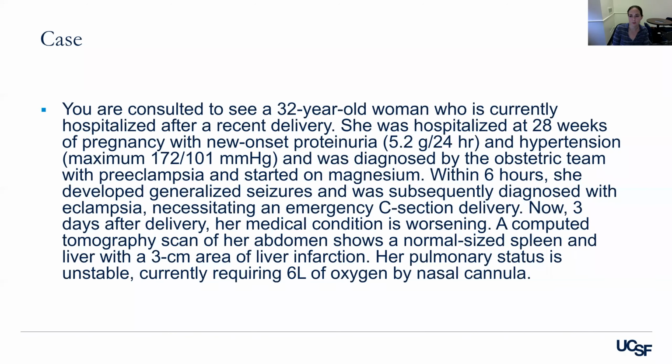So this is a patient I took care of, a 32-year-old woman who was hospitalized after a recent delivery. She'd been hospitalized at 28 weeks of pregnancy with new onset proteinuria and hypertension, and had been diagnosed with preeclampsia. Shortly after that, she developed generalized seizures and was diagnosed with eclampsia and underwent an emergent C-section. Now, 3 days after delivery, she's getting worse. A CT scan of her abdomen showed a normal sized spleen and a liver with a 3-centimeter area of infarction. Also has unstable pulmonary status and requiring supplemental oxygen.